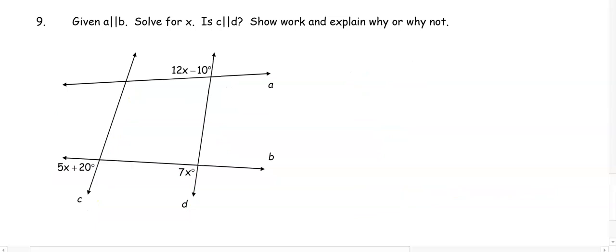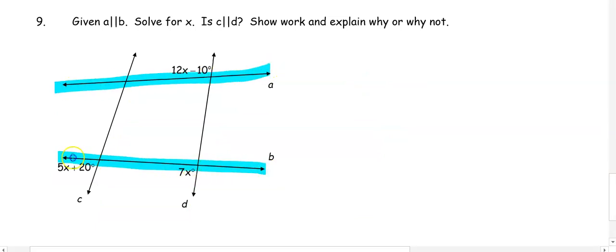So in number 9, A is parallel to B. So even though they don't look parallel, once they told us they are, we know that they are parallel. So we want to figure out, are C and D parallel to each other? So in this case, when we look at our problem, 12x minus 10 and 7x are on the same transversal. They are same side exterior angles, which means that they need to be supplementary.